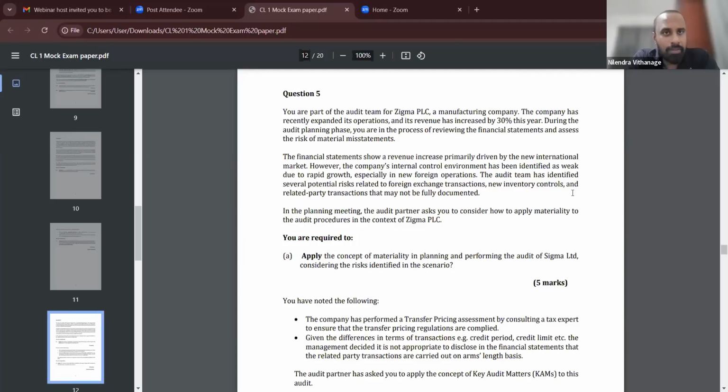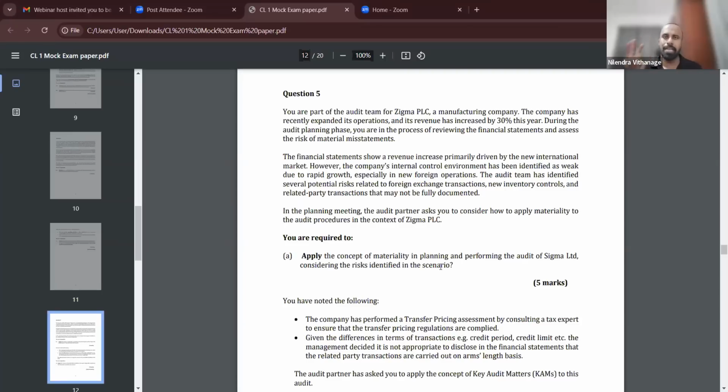Look at the examiner's requirement. Requirement A, apply the concept of materiality. Sri Lanka Auditing Standard number 320, audit materiality. Students, overall materiality, performance materiality, and trivial threshold. Using that, you have to develop your answer. So, Sri Lanka auditing standards on audit materiality. Apply the concept of materiality in planning and performing the audit of Sigma Limited, considering the risk identified in the scenario.